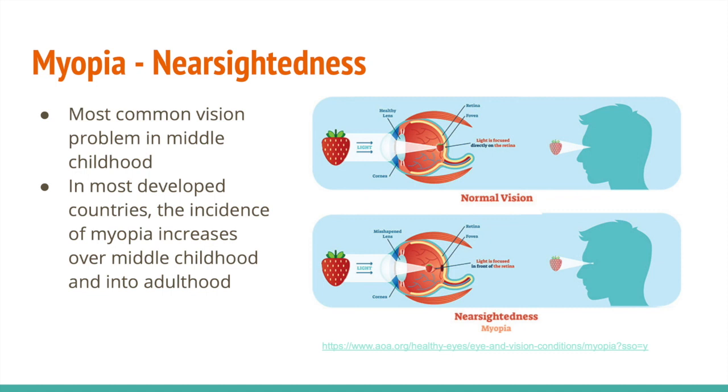As you can see from the picture, in normal vision, the light is focused directly on the retina, but in nearsightedness, the light is focused in front of the retina.